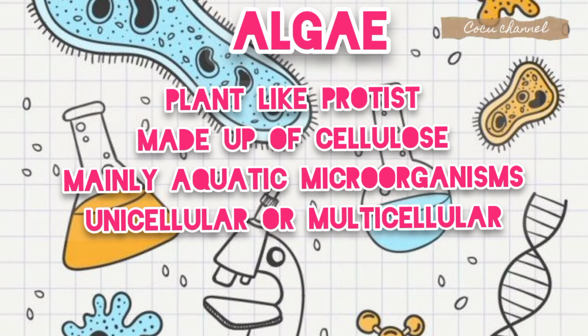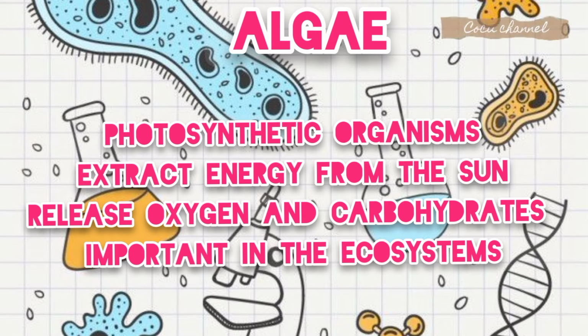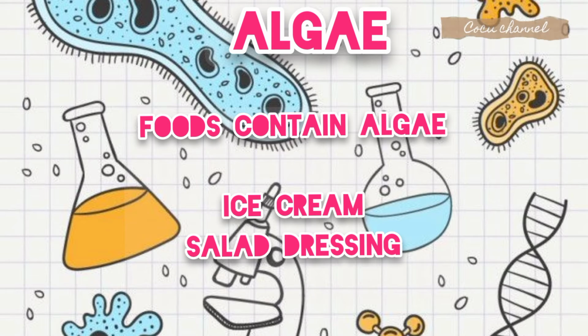Now, the other type of microorganisms are the algae, singular alga. They are plant-like protists, and can be either unicellular or multicellular microorganisms. Their cells are surrounded by a cell wall made up of cellulose, a type of carbohydrate. As photosynthetic organisms, they can extract energy from the sun and release oxygen and carbohydrates into the environment. They are important in ecosystems.